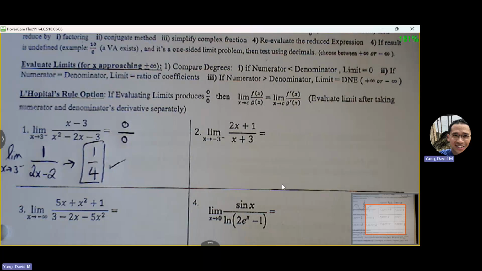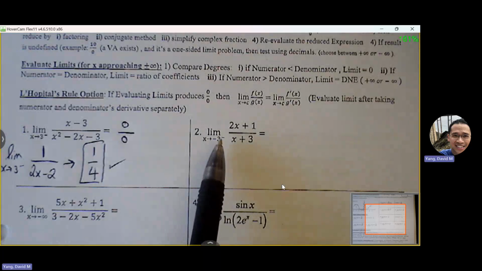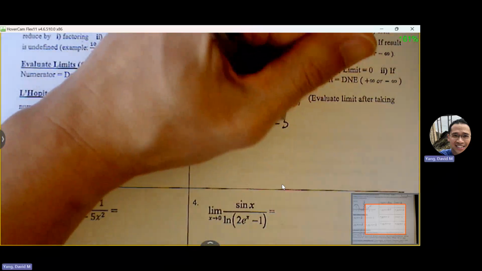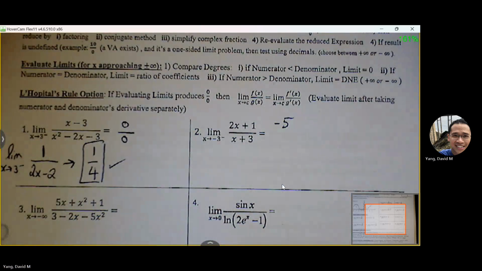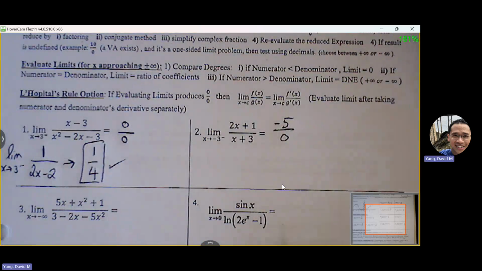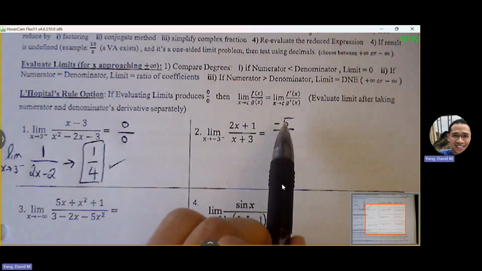Okay, number 2, limit as x approaches -3 from the left side of -3. First, what's our first step? Plug in just -3, right? Okay, so numerator, we get -5. Denominator, we get 0. Can we do L'Hopital's rule here? No. We can only do L'Hopital's rule if it's 0 over 0.